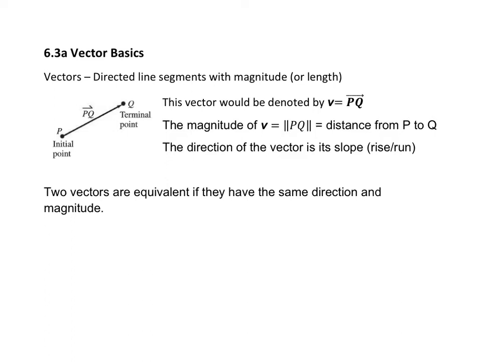The magnitude is the distance, and the direction of the vector is its slope, your rise over your run. Two vectors are equivalent if they have the same direction and magnitude. That's very important. They have to have the same direction and magnitude, exactly the same to be equivalent.